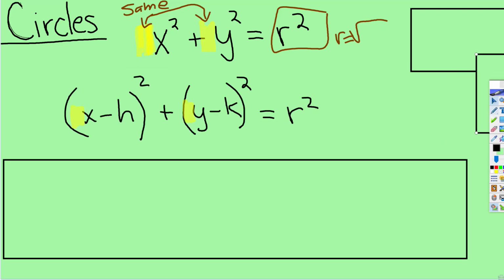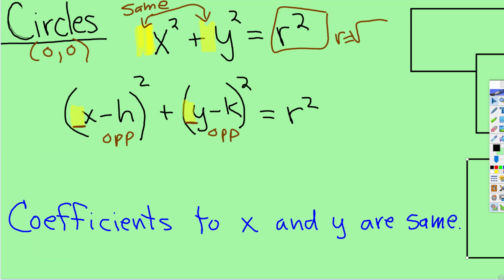And if it is just x squared plus y squared, the center will be at 0, 0. If the equation looks like this, where there's stuff in parentheses with both the x and the y, you know it's a circle if, again, these coefficients are the same, and then the opposite of this value, that's where the new center will be. And you have to remember that coefficients x and y are the same.